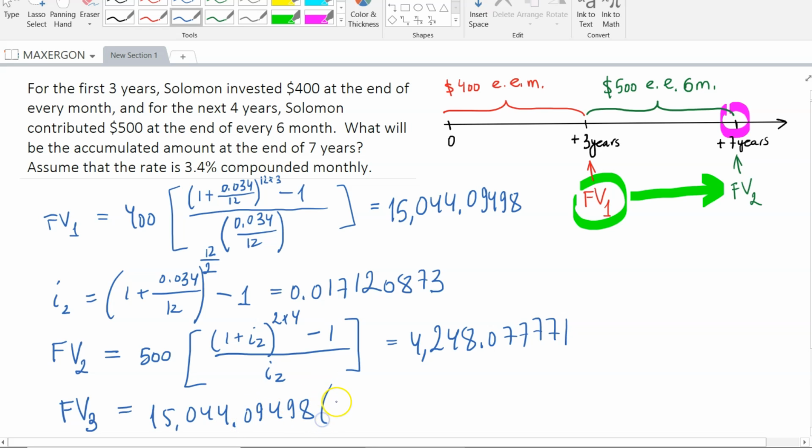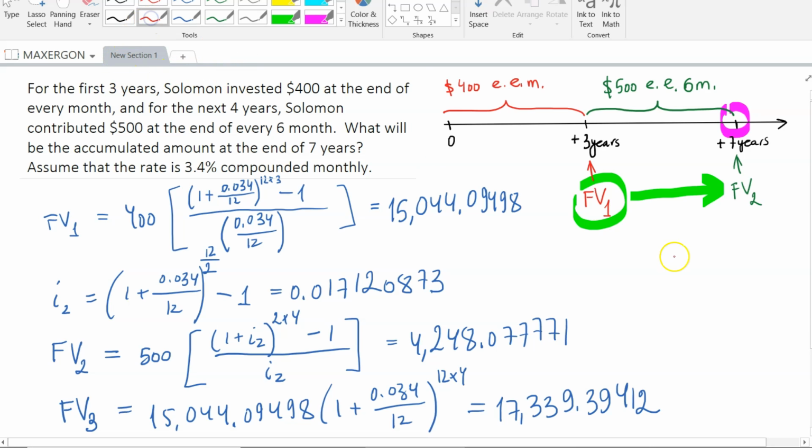15,044.09498, 1 plus 0.034 over 12. 12 times 4 is going to be the exponent. This gives 17,339.39412. At this point, future value 3 is located at the same time as future value 2.